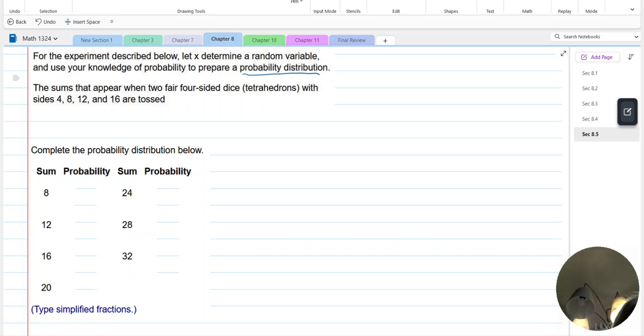The sum that appears when two four-sided dice, tetrahedrons, with sides 4, 8, 12, and 16. Okay. So let's look at a table of what we have, and then we'll look at the probability. So we're going to make a table first.